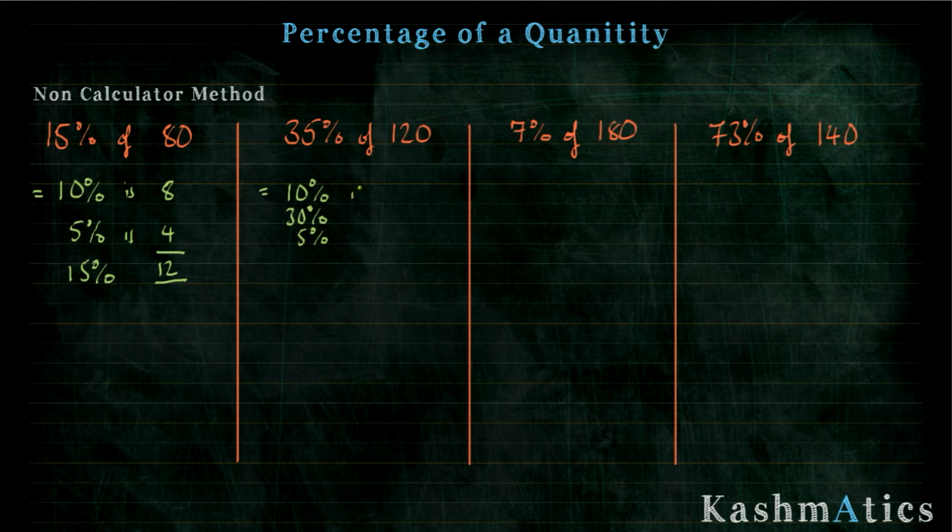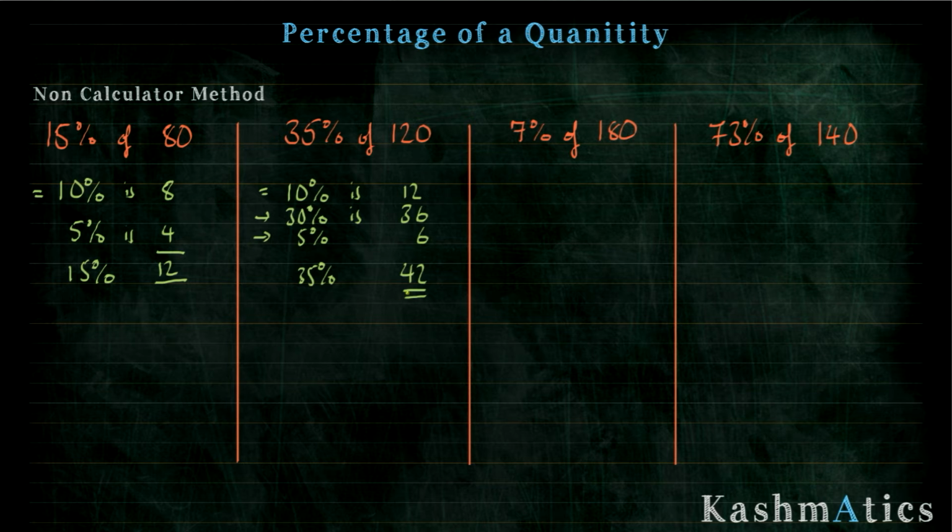So let's just do that. 10% would be 120 divided by 10, which is 12, which means 30% would be 3 of those. Okay, so 12 times 3 makes 36. And 5% is half of 10%, so half of 12 is 6. Now I'm just going to put a little arrow next to the ones I'm going to add to make 35%, and it's just those two there. So 36 plus 6 is 42, so that would be my answer there.